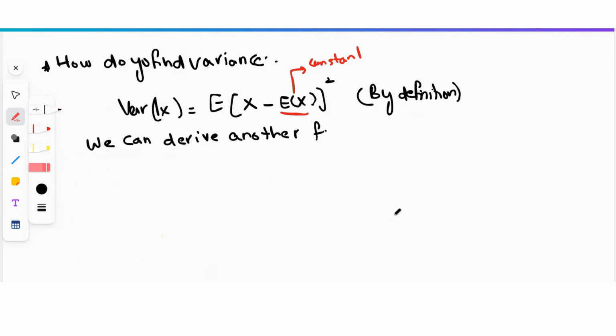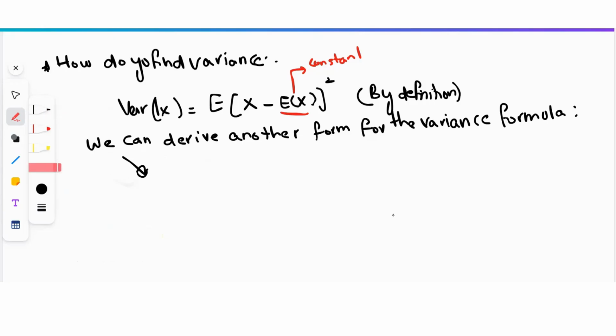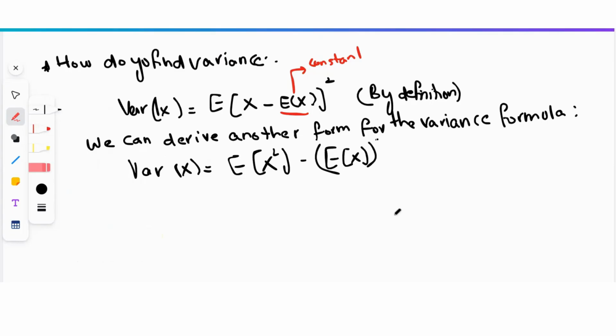We can derive another form for the variance formula. So by definition, we know this is variance. We derive another form for this. So another form for the same variance formula, if we expand, it turns out to be variance of x is equal to expected value of x squared minus expected value of x whole squared. So this is expected value of x squared. This is the square of expected value of x. These two are not the same. Here we're taking expected value of x squared, a function of random variable x, which is the square function of that. This is expected value of x whole squared.